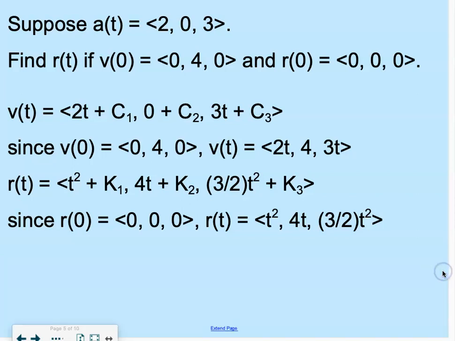So those are kind of fun. They're the same as what we did before with the double primes and the primes, just with position, velocity, acceleration. All right. Any questions on this one?